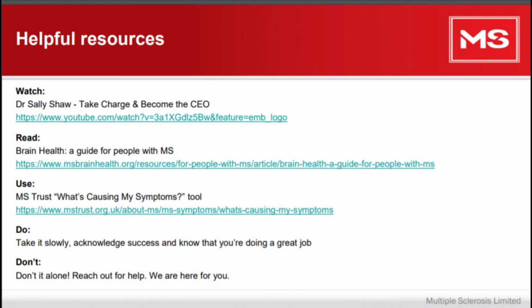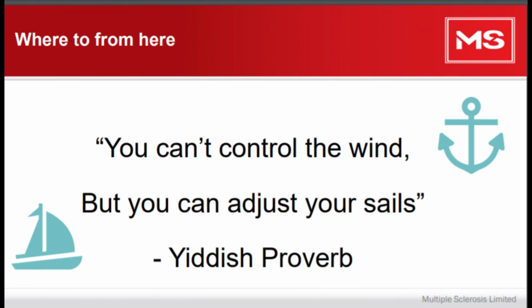I like this saying. It was provided to me by a person with MS in one of our wellness days. It said, you can't control the wind, but you can adjust your sails.